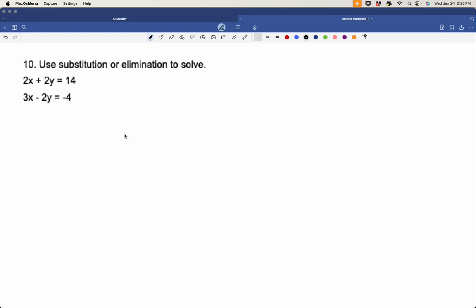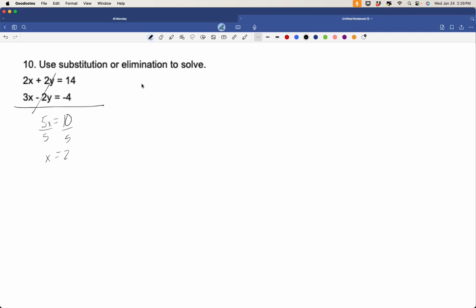All right, this one says use substitution or elimination to solve. So you have a choice. But in looking at the problem, excuse me, I've been making a lot of videos today. In looking at the problem, it's obvious to me that we can use elimination because these two are opposites. So if we just draw our line, you can cancel those out. Combine these, it's 5x. Combine these, that's 10. Divide both sides by 5. X is equal to 2.